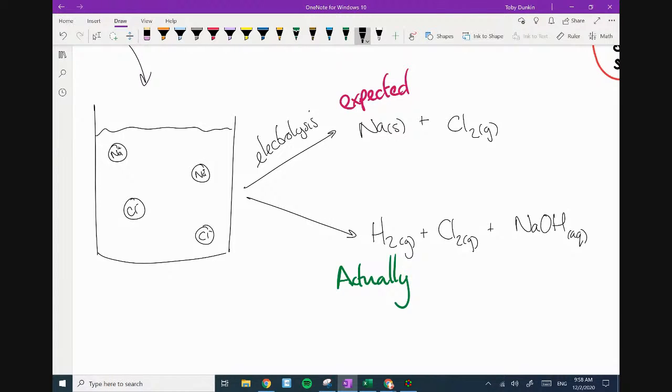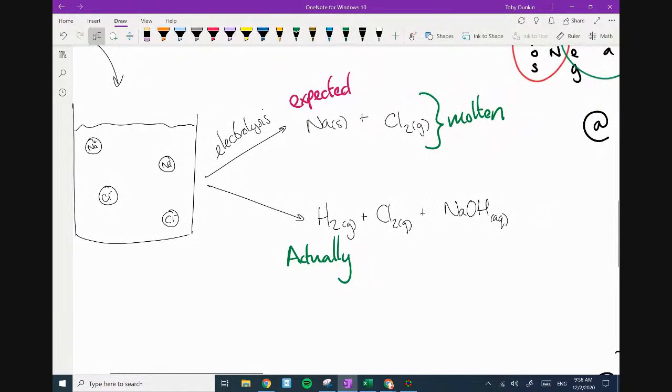Why would I get different products? This is what you would have got. You would have got these two if it had been molten. But when it's aqueous, we get three products, and only one was one that we expected. So this is aqueous in solution. So the question is why?